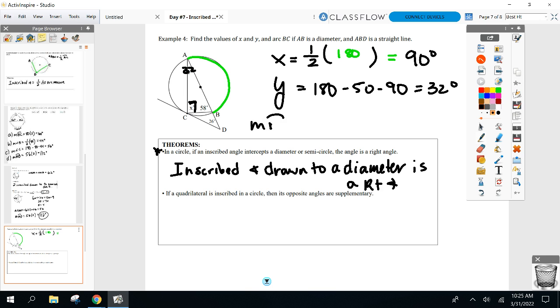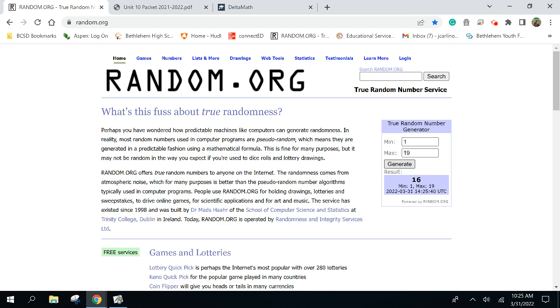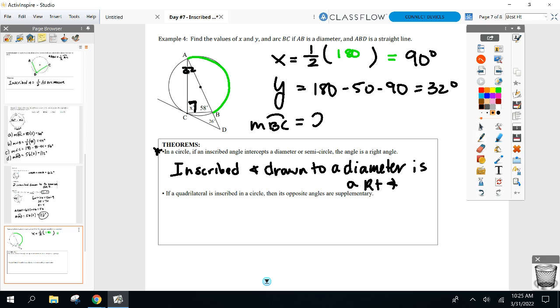And the last thing it's going to ask me for, can you guys help me with the measure of arc BC? What's the measure of arc BC for me? How can I find that measure? 16, 32 times 2. Double the inscribed angle, 32. Good. Great job. Inscribed angle drawn to a diameter, got to be a right angle.